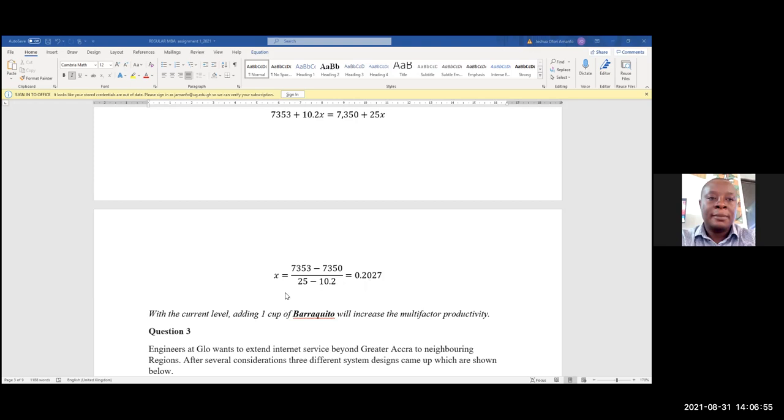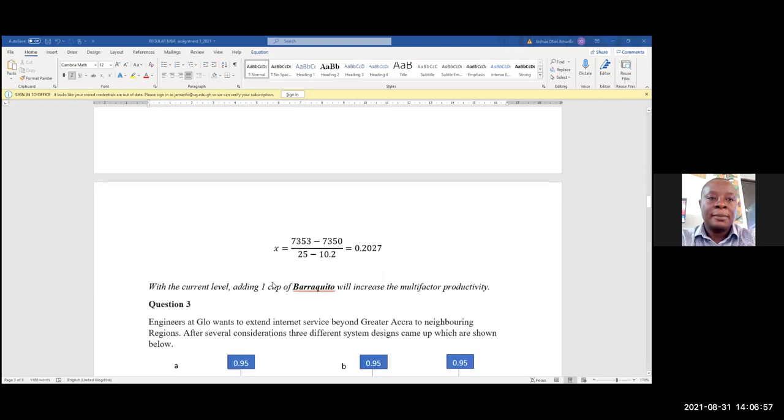Now, what is the conclusion? We are saying that with the current level, adding one cup of barquito will increase the multi-factor productivity. Just one cup. Now, getting 0.2027 means that there's some quantity of barquito that has to be added. So we cannot ignore it. But we cannot sell 0.2 cup of barquito. Do you agree? We can only sell one cup.